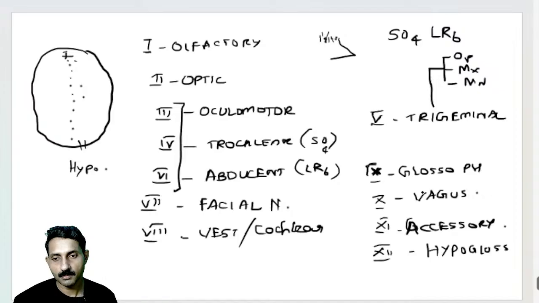It will form the pulmonary plexus. It will form the cardiac plexus. It will supply the stomach. It will supply the small intestine. So it's always wandering inside, wandering down. That is why it's called the wanderer's nerve, the vagus nerve.